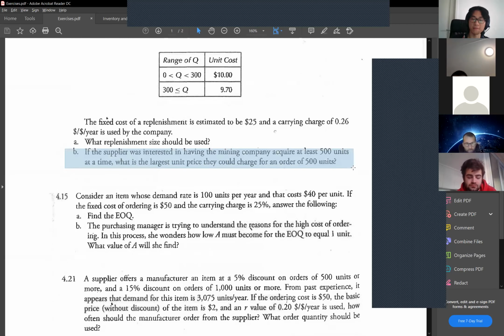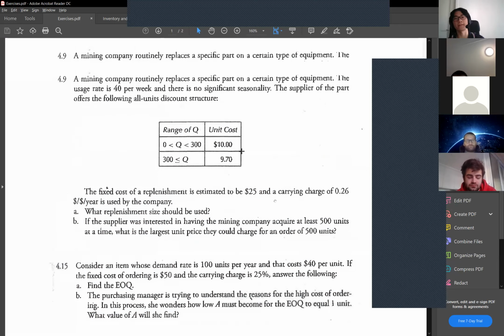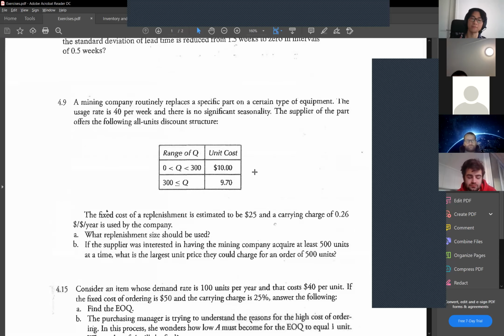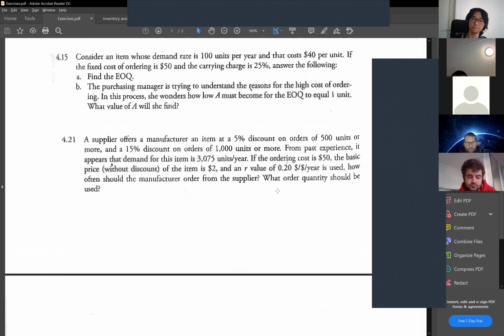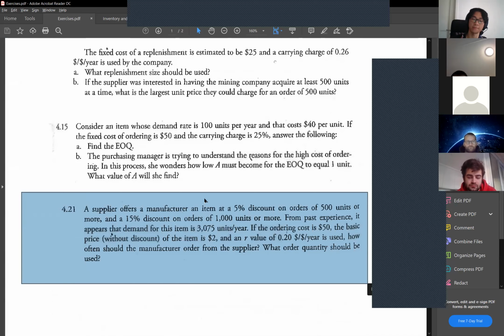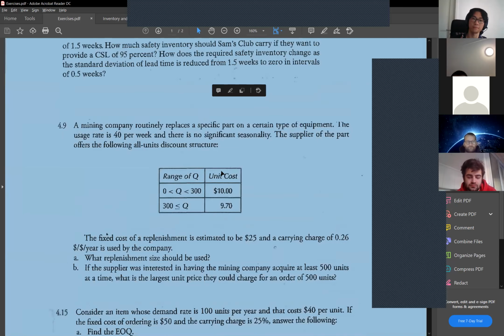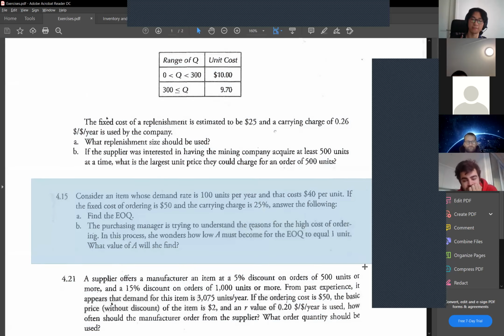This B seems a lot less complicated than the first one when the discounted price kicked in. And I highly recommend that you at least know what's going on when there's discounted price involved. These steps, which will have a more complicated case here, but we'll just look at 4.15 here.